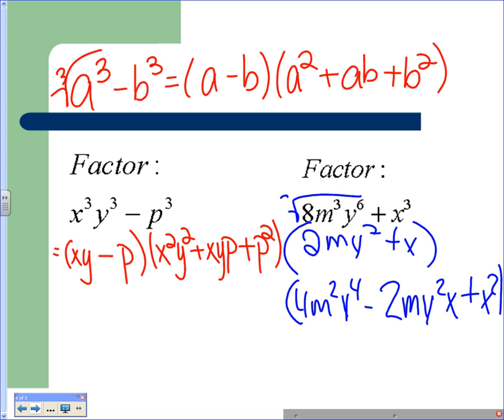What is the cube root of 8? 2. What about the cube root of m cubed? And the cube root of y to the 6th? Same thing over here, the cube root of x cubed. Basically, you take your numbers and take the cube root of them. You take your exponents and just divide by 3. Does that make sense? And so you have 2, y squared plus x, and then 2 squared is 4, m squared is m squared, y squared squared is y to the 4th, minus x times this, plus x squared.